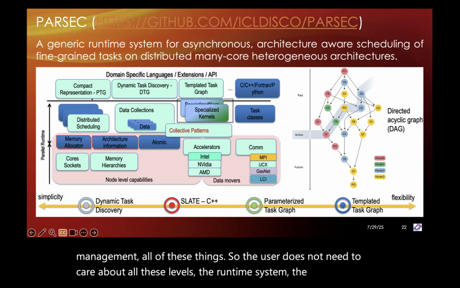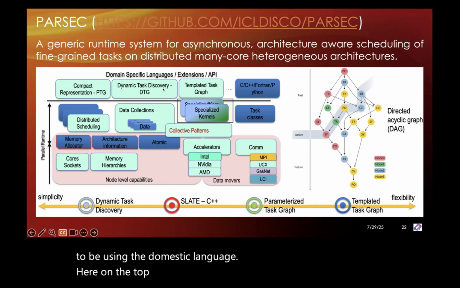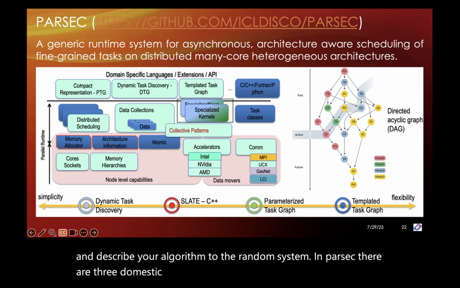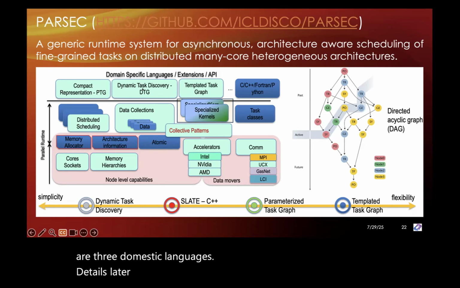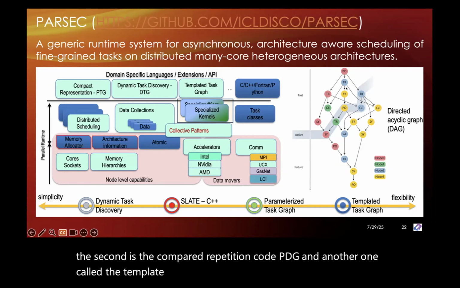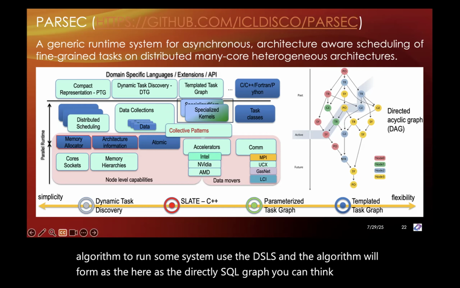The user just needs to use the domain-specific languages, on the top part, to describe the algorithm to the runtime system. In PaRSEC, there are three domain-specific languages I will detail later. One is called DTD, that is dynamic task discovery. The second is called PTG, and another one is templated C++. The user describes the algorithm to the runtime system using the DSLs, and the algorithm will form, as here, a directed acyclic graph. You can think of it as a task graph.